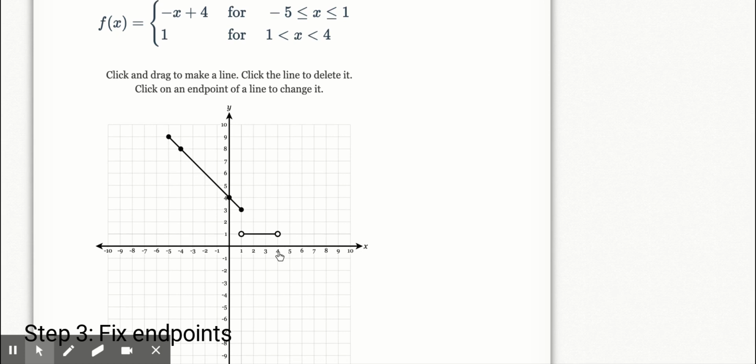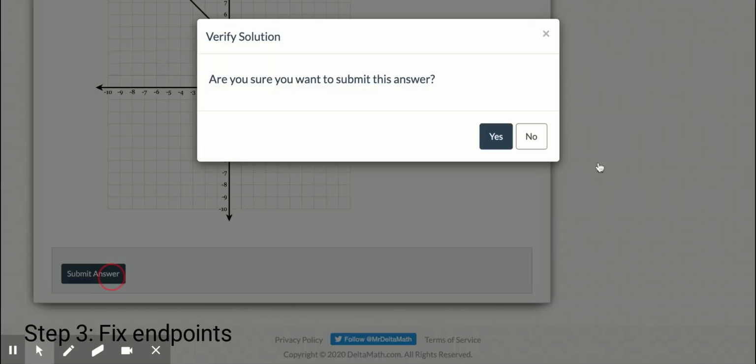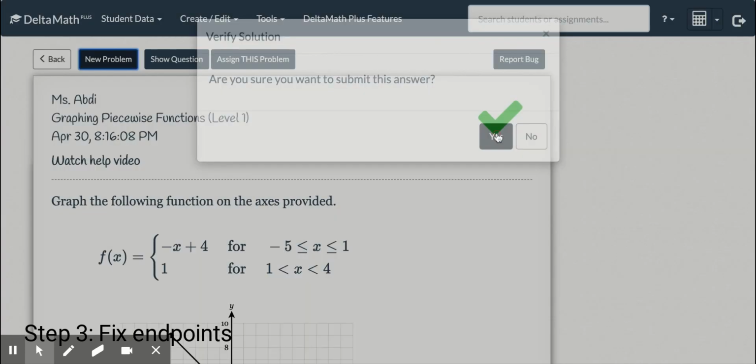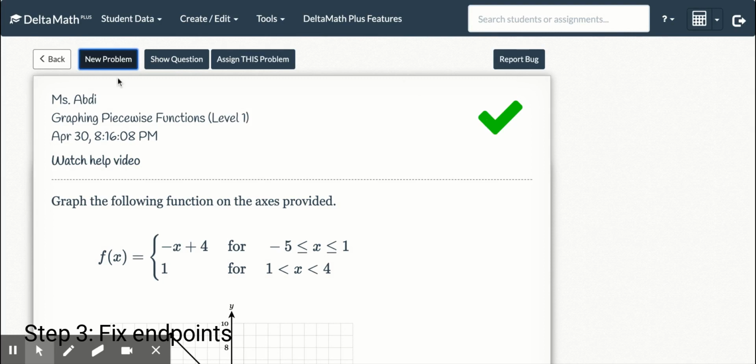So that is all you are doing. So just to reiterate, you draw your lines, then you make sure they are in the right location, and then check their endpoints and make sure you're good. So you should get the right answer, fingers crossed. Yep. Now let's do one more example.